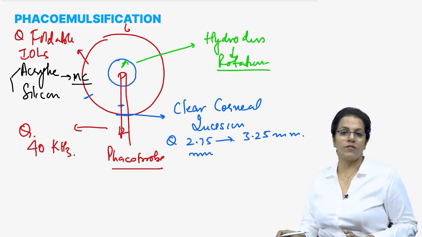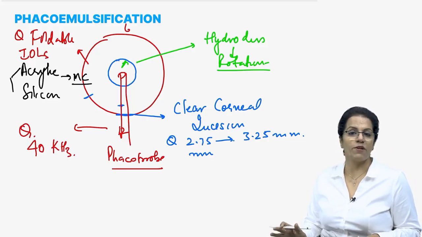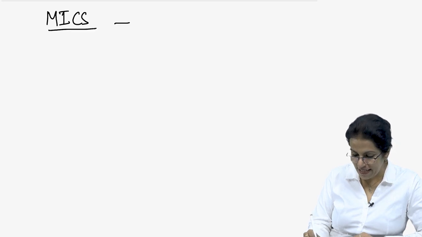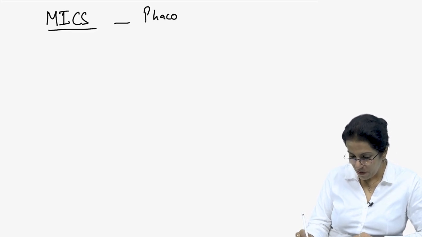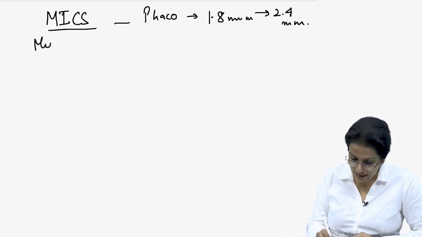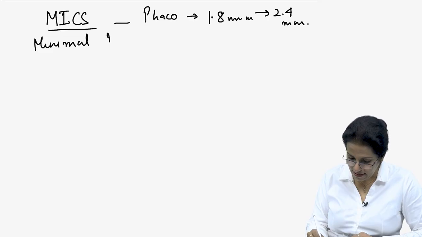Once we are clear about what phacoemulsification is, how we do it, and what questions are asked, next is: what is MICS? If they ask you, you will say it is again phacoemulsification, but this time we are doing it through a 1.8 mm to 2.4 millimeter incision. So it's even smaller. This is called minimal incision cataract surgery.